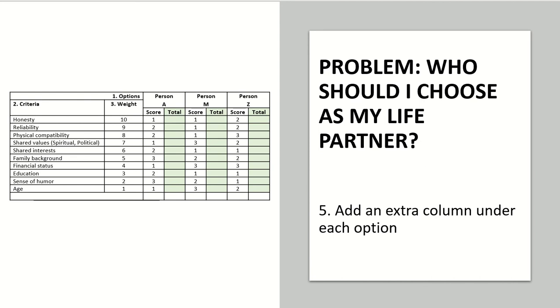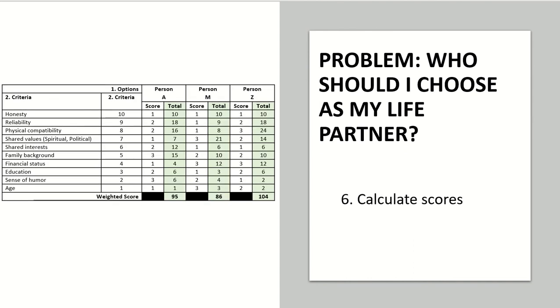Then, create a second column under each option. You will use the first column to rate each criterion as you did in the simple decision matrix. Next, calculate the weighted scores by multiplying each of the option ratings by its corresponding weight. Write the resulting number in the second column under each option, and then sum up each of the choices. The option with the highest score will be your best choice. In our example, the winner is person Z.